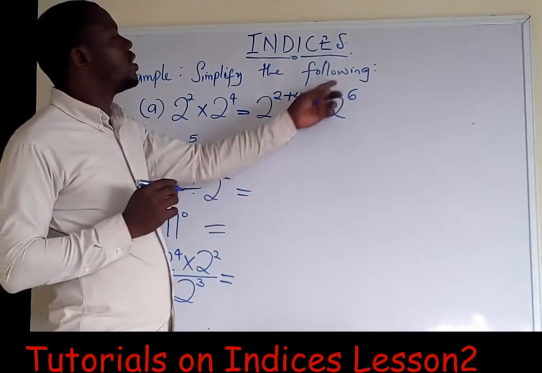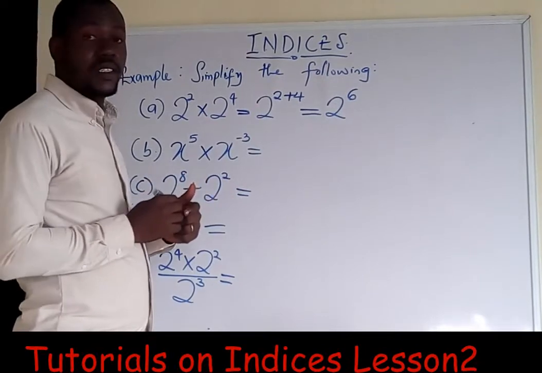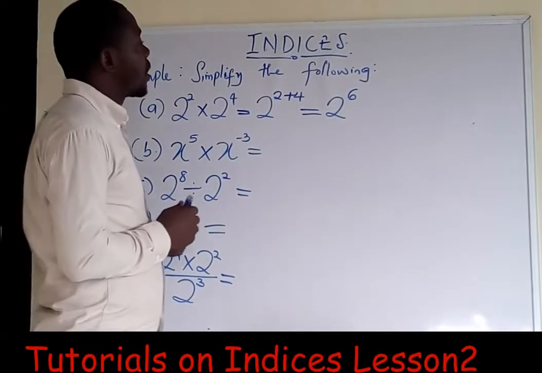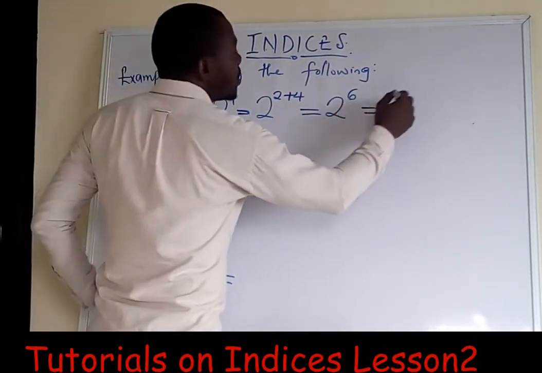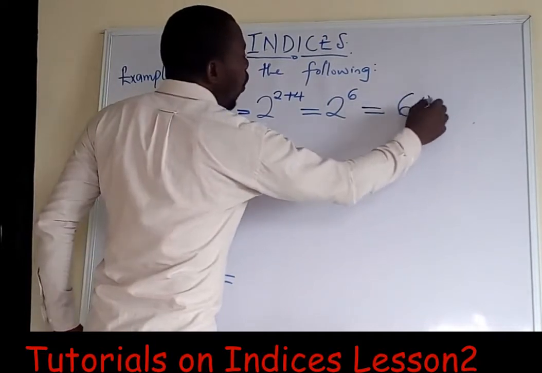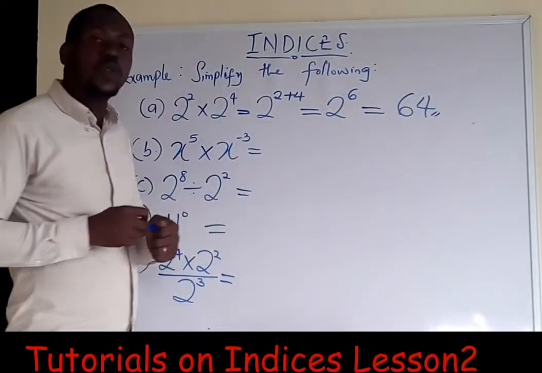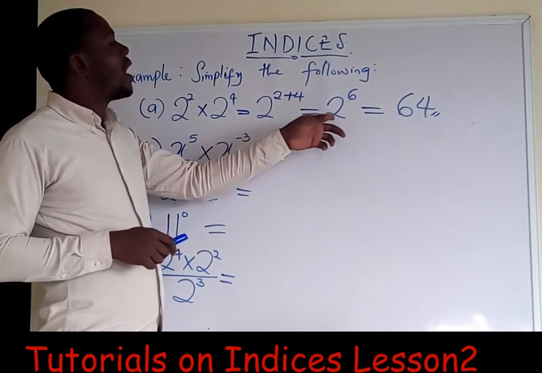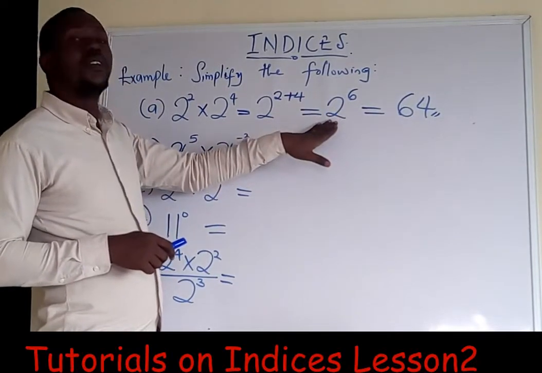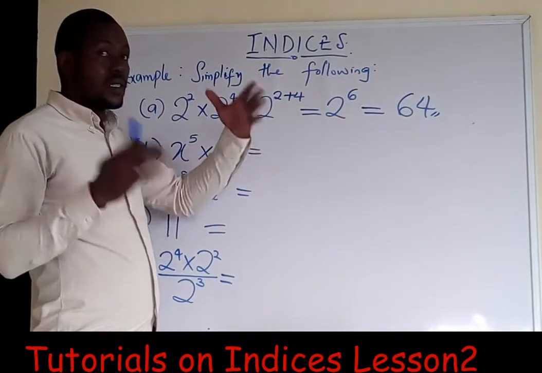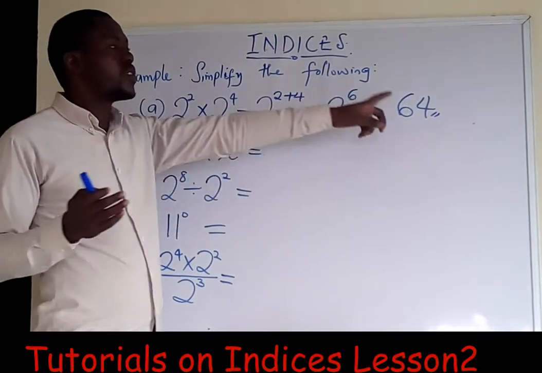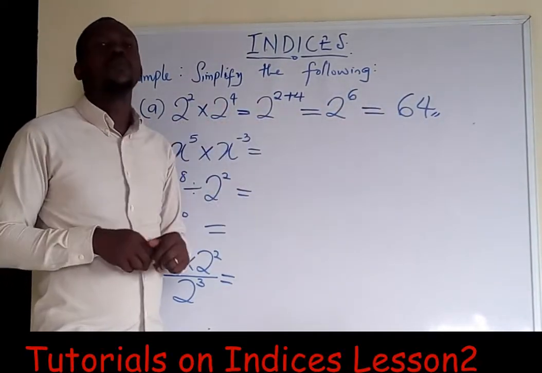And 2 to the power of 6 can also be written as 64. Now, if we were told to leave our answer in index form, we would just stop here. But since you didn't tell us, then you just simplify it. You have to get to the last bus stop.